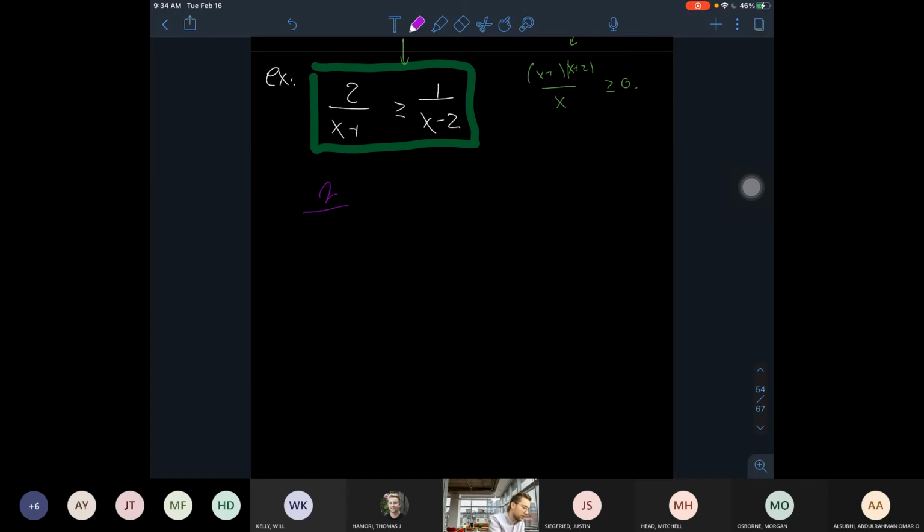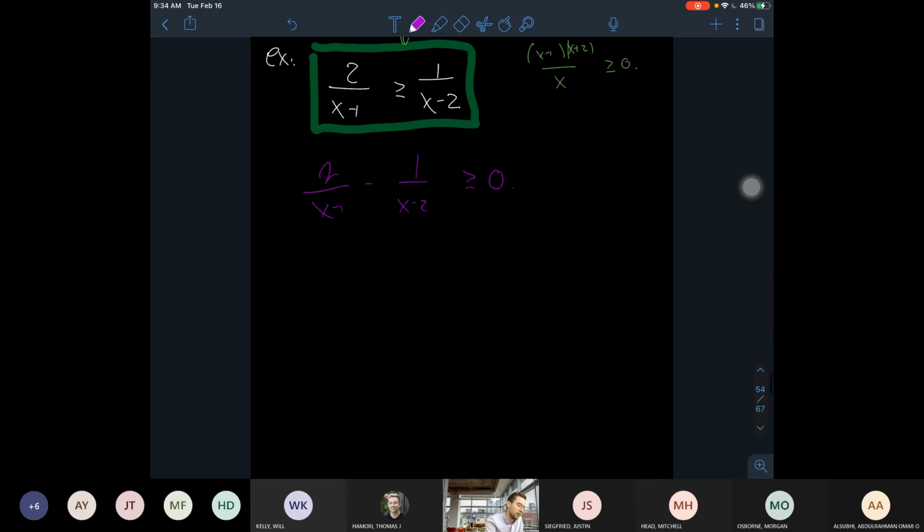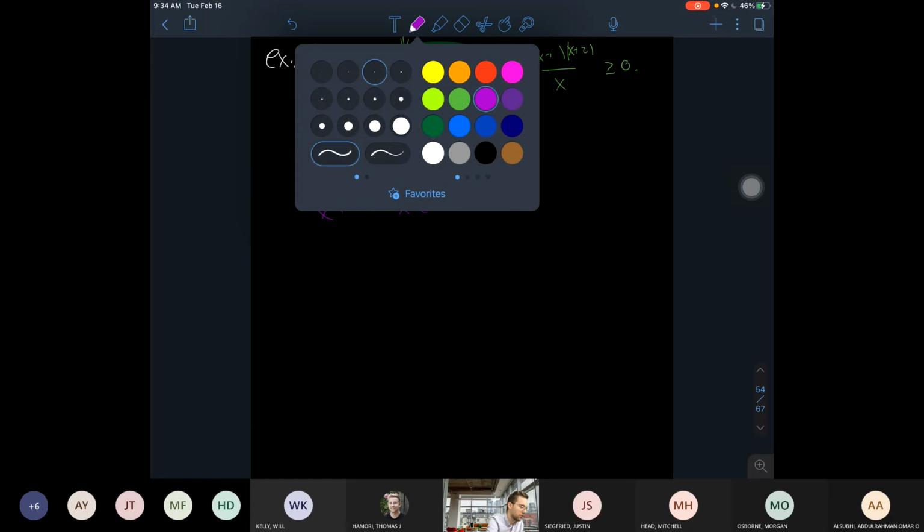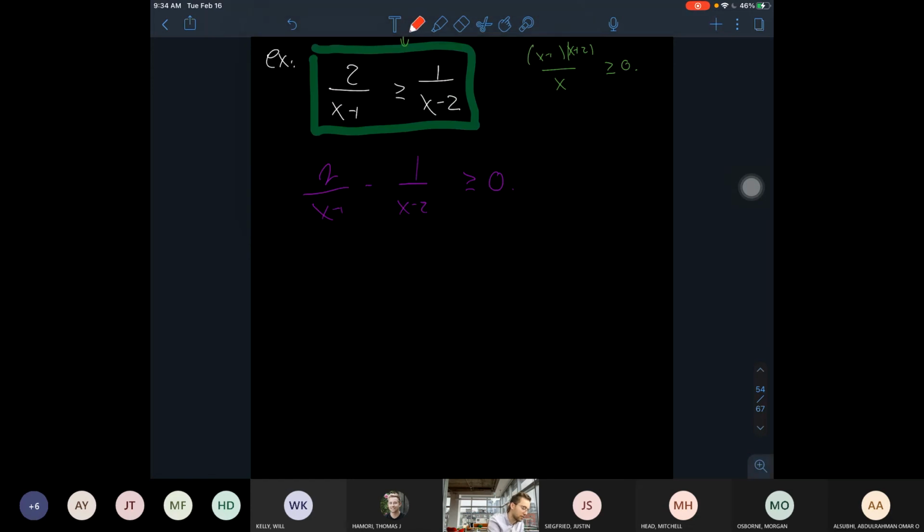So I get 2 over x minus 1 minus 1 over x minus 2 is larger than or equal to 0. Now I need to write the left-hand side as a single fraction. So I need to find a common denominator. So what I'm going to do is take the denominator, which is x minus 1, and multiply x minus 1 on the bottom and on the top of this one. And on the other one, I'm going to take the other denominator, x minus 2, and multiply by that on the top and on the bottom.